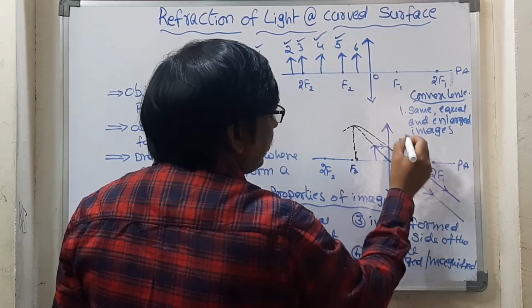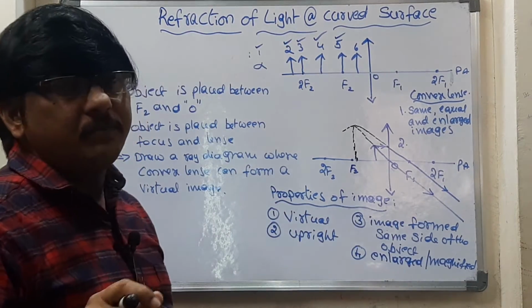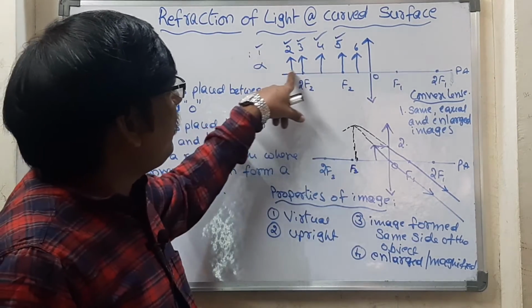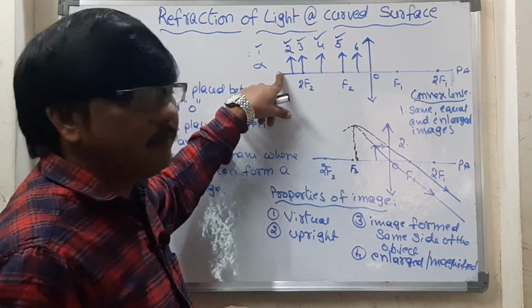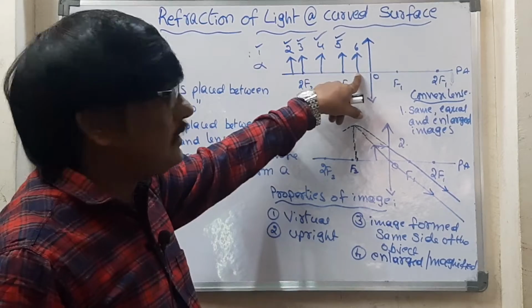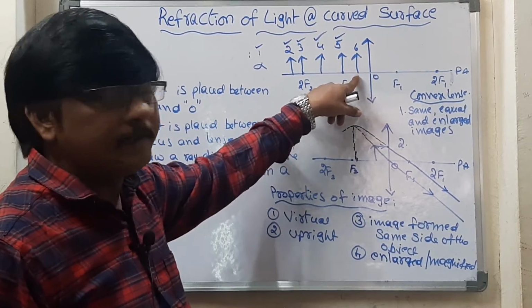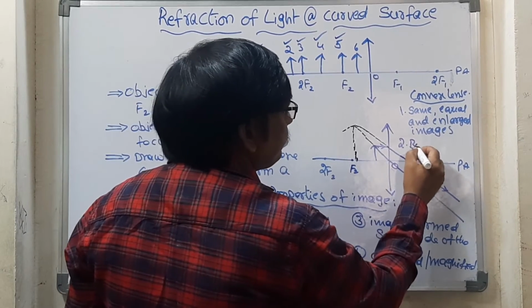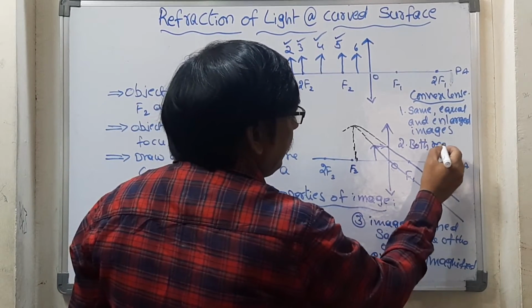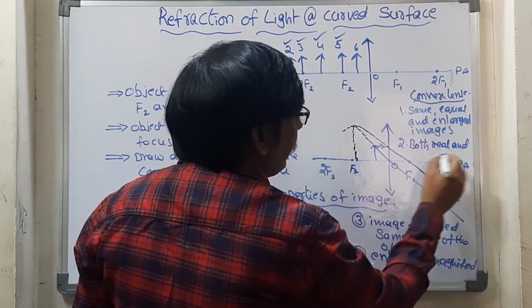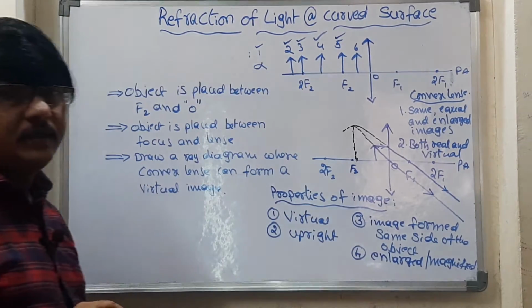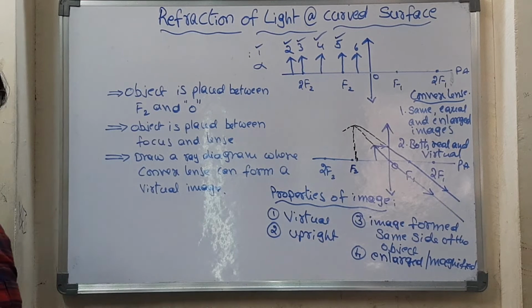And the second one: a convex lens can form both real and virtual images. See here, in all the remaining cases up to here it is forming a real image, right? But in this case it is forming a virtual image, isn't it? And so the convex lens can form both real and virtual images. Did you understand that? Take a screenshot. It's very important. Okay, right.